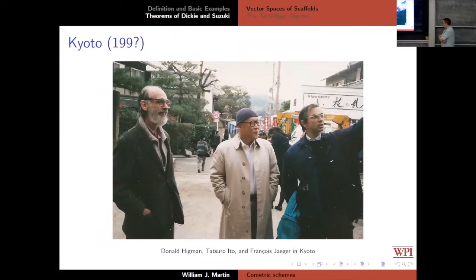So these were introduced. The coherent algebras were introduced by Donald Higman in 1987, and here he is with Tatsuro Ito and Francois Gégé. I know a lot of you have this photo, but it's a precious photo for our research community. The three of them in Kyoto, and I don't know the year. Does anyone know? You were there, I bet. You know the year? 91, 93.